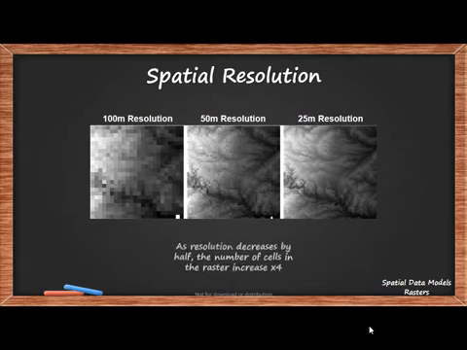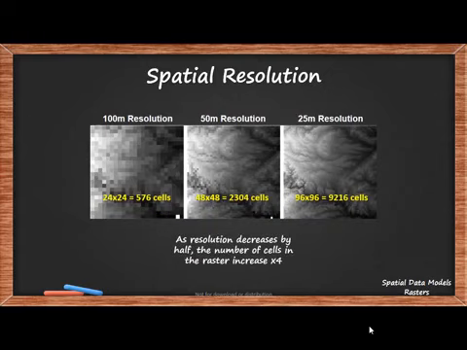The second important point to note with spatial resolution is that as the resolution decreases by half, the number of cells in the raster increases by 4 times. That means that the storage space needed for higher resolution rasters is much, much higher than for coarse resolution rasters.